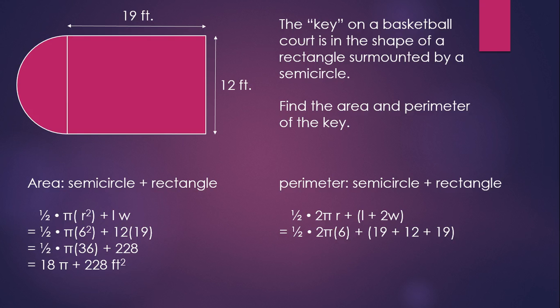So the radius of the circle, remember, is still 6. And for the perimeter of the rectangle, or at least 3 sides of the rectangle, we have 2 sides that are 19 and 1 side that's 12. So our perimeter is 6 pi plus 50 feet.